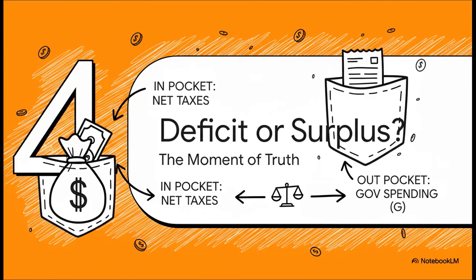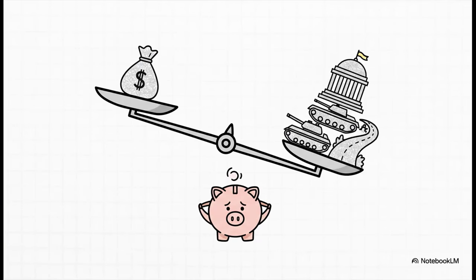And now, for the main event. This is where it all comes together. We've got our in-pocket, net taxes, T, and we've got our out-pocket, government spending, G. It's time to put them side by side and see what we get. So if the government spending, G, is bigger than its income from net taxes, T, boom, you have a budget deficit. Simple as that. The government spent more money than it actually had come in.